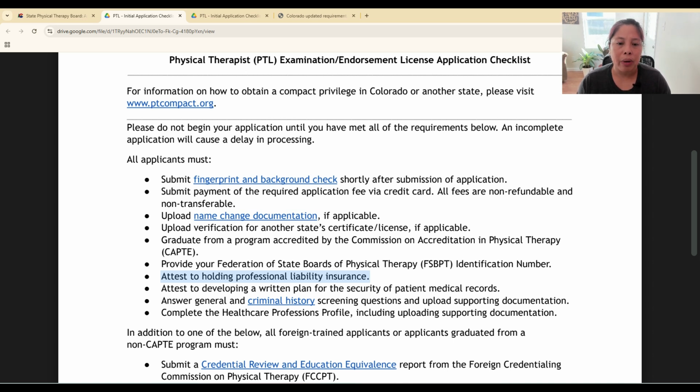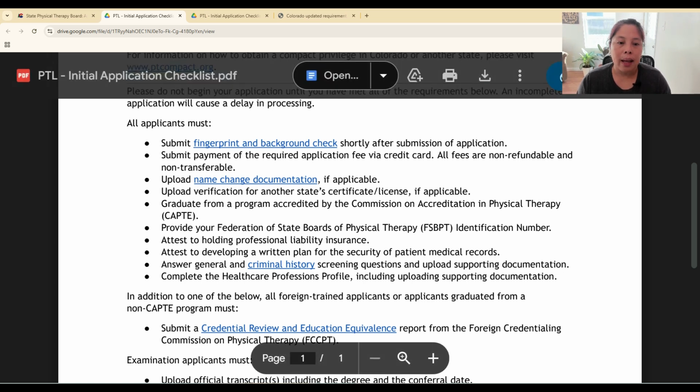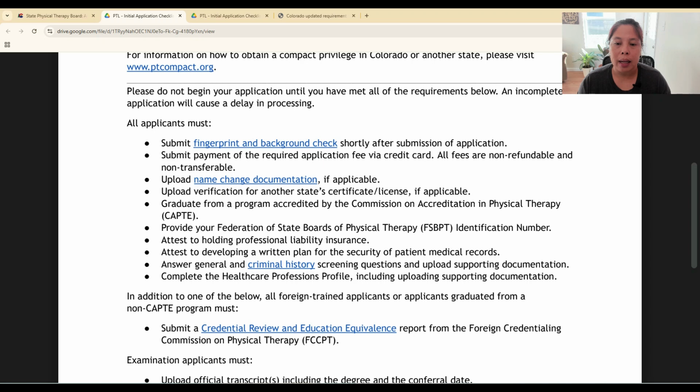Attest to developing a written plan for security of patient medical records. So that is an attestation, so you have to sign it, I would imagine. Answer general and criminal history screening questions and upload supporting documents. Complete the healthcare professions profile, including uploading supporting documentation.